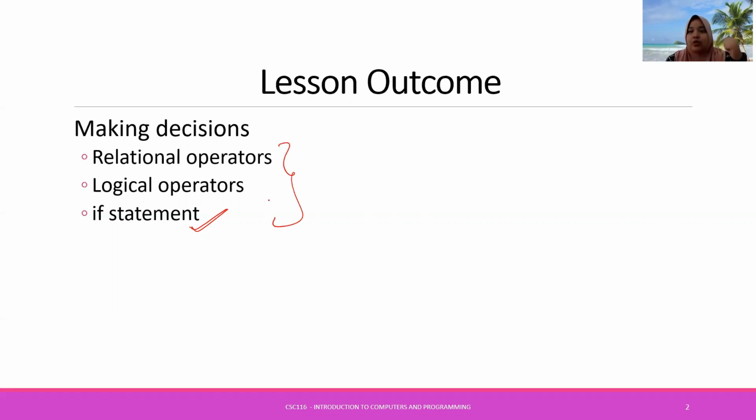So what the relational operator looks like, you have to remember all three: what the form of the relational operator is, what the logical operator is like, and how to make an if statement. Usually students get confused between the relational operator and also the logical operator. So please make sure you know how to differentiate between the relational operator and also the logical operator.